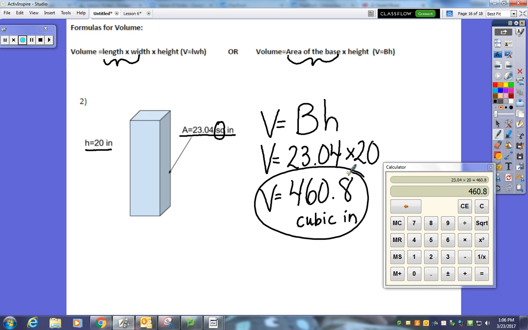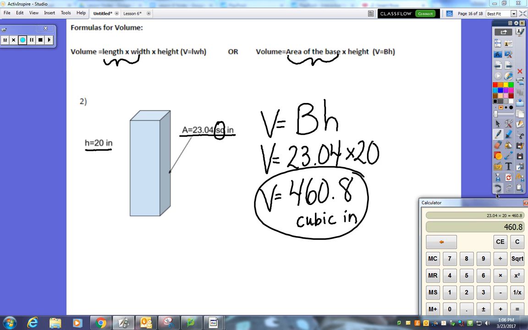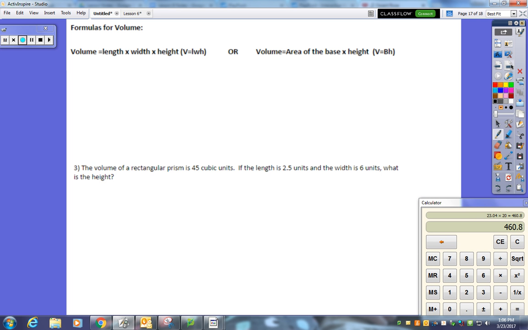So again, we have two formulas to choose from. It really depends on the information that we are given as to which of the formulas we're going to use. Let's look at the next example. So the next example says the volume of a rectangular prism is 45 cubic units. If the length is 2.5 units and the width is 6 units, what is the height?